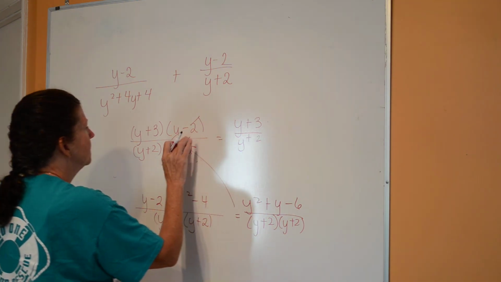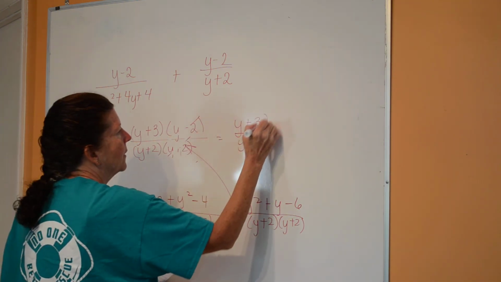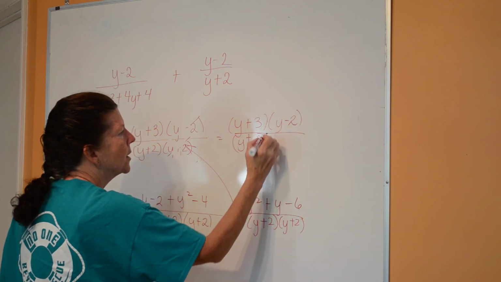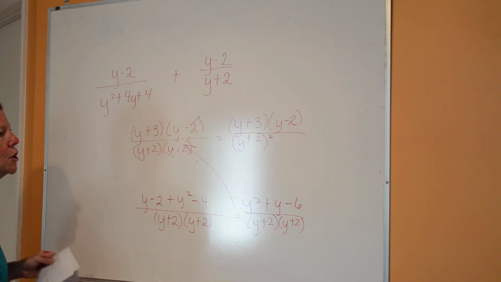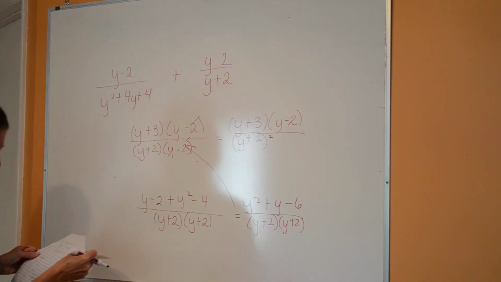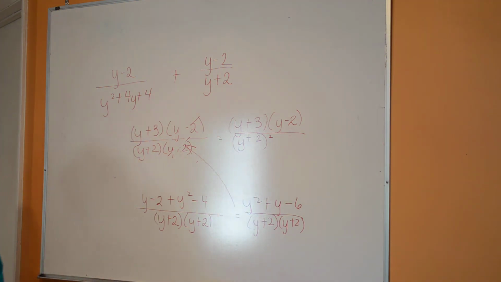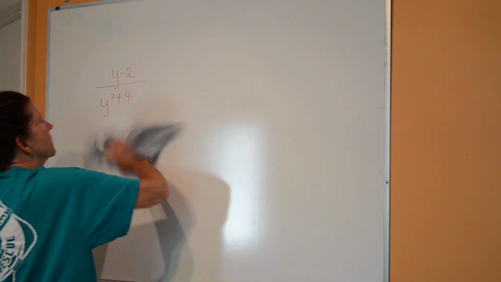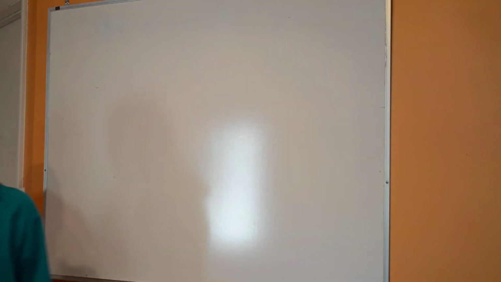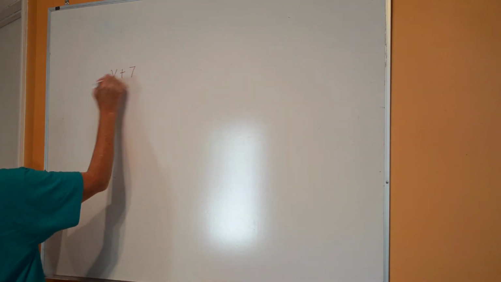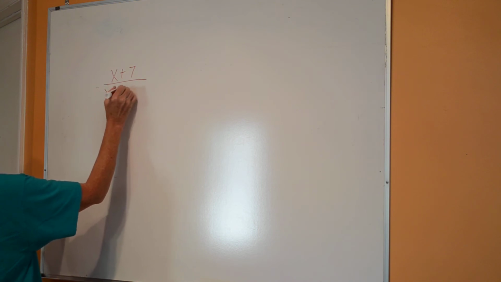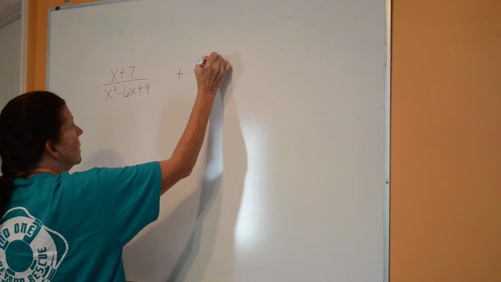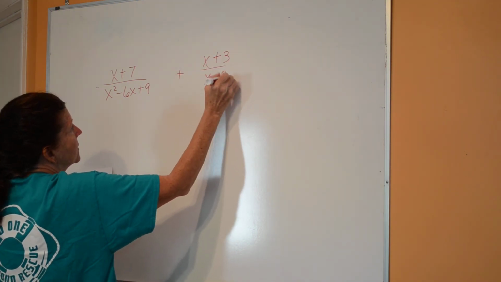So on the top, you have left that, and on the bottom, you could actually just put a squared on that because you have 2 of them. All right, now you try one. So write it down, do it, and then pause the video and then come back.